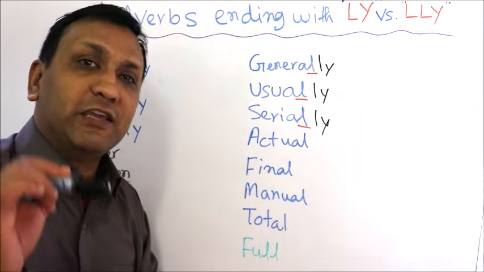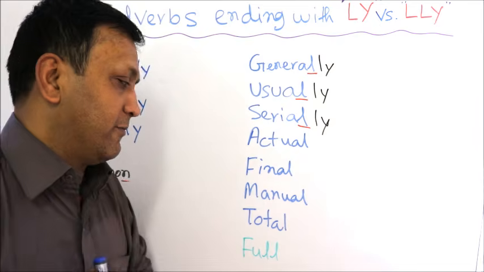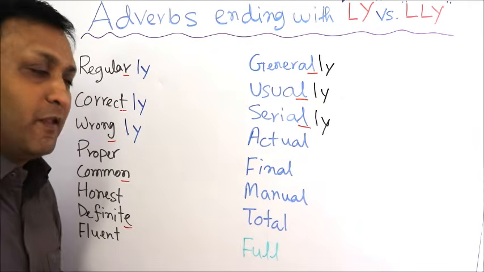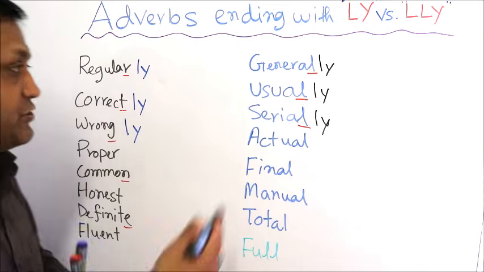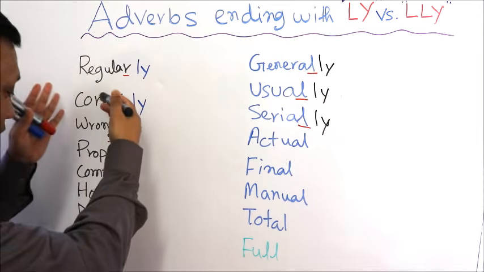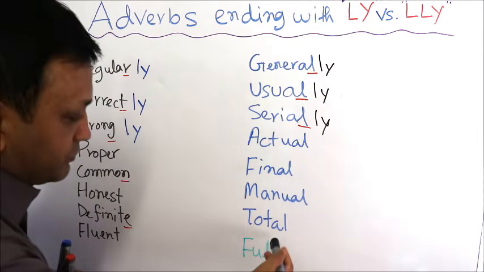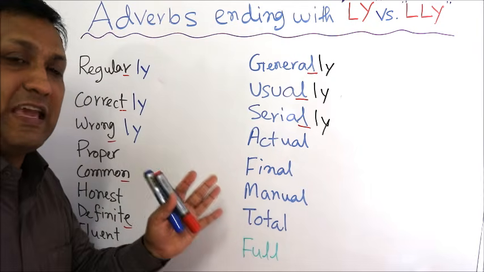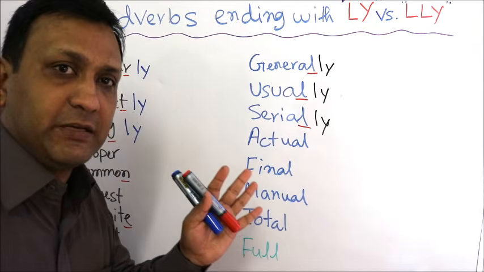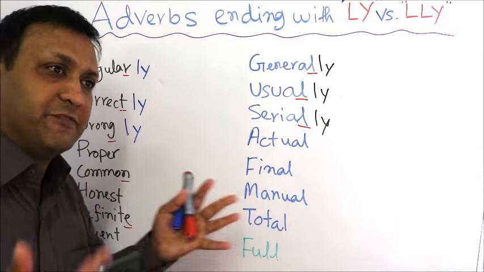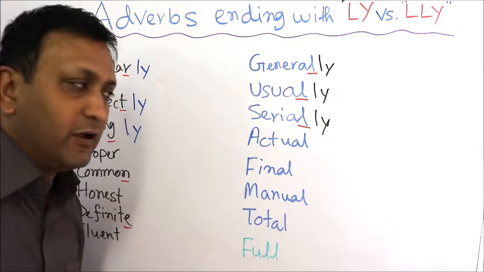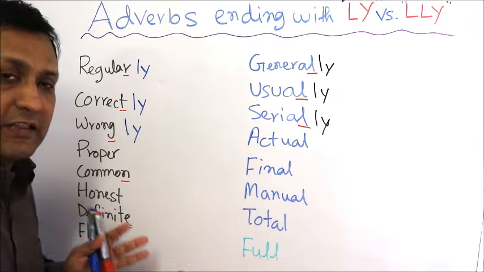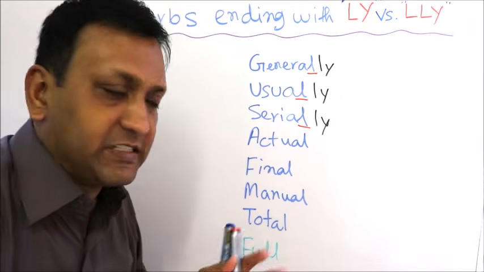When you write double L. Now with full, F-U-double-L, that's an adjective. Just want to let you know all the words, originally regular, correct, up to fluent, then general to full, each of them is actually an adjective. Some of them also play different roles like verbs or nouns, etc. But here we are treating them as adjectives.